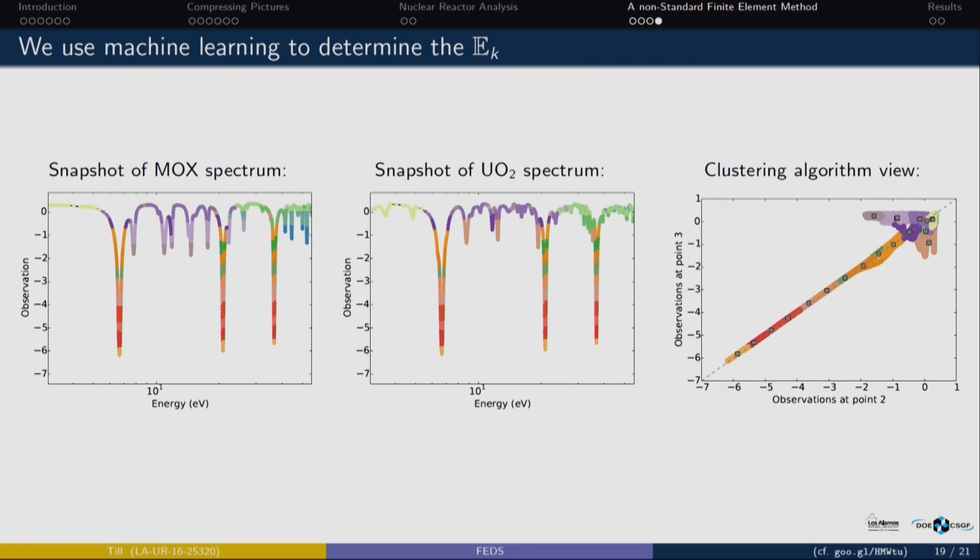Now, they both have similar features because there's uranium-238 in both of these. And so what I do then is instead of plotting these against energy, I plot these against each other. And this is sort of what the clustering algorithm sees. And it says, oh, look, for energies that are of this color, these have a similar behavior in both the UO2 and the MOX, so let me put them into the same element. And it does that for however many clusters you want, and that's how you get your energy grid.